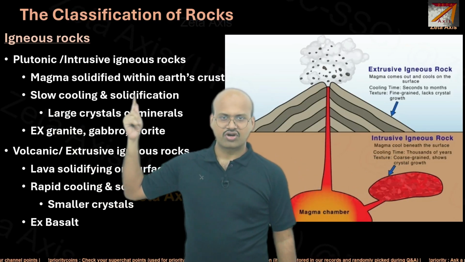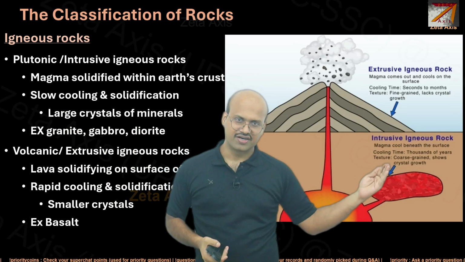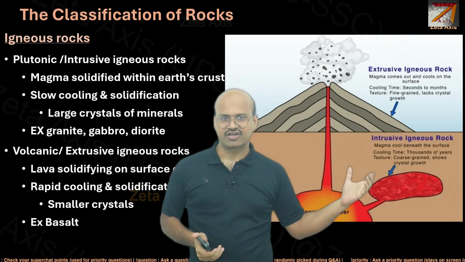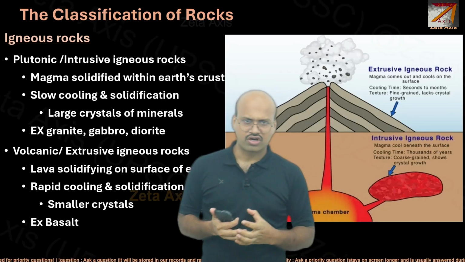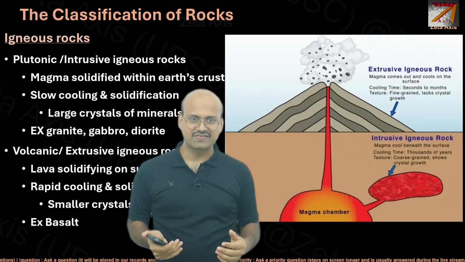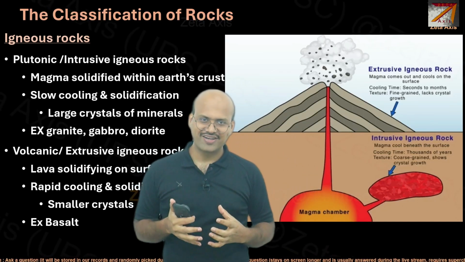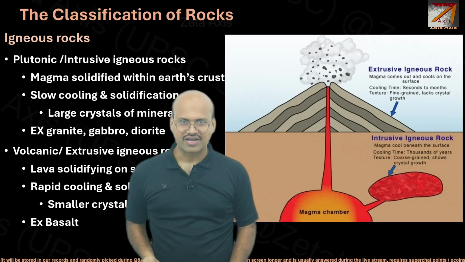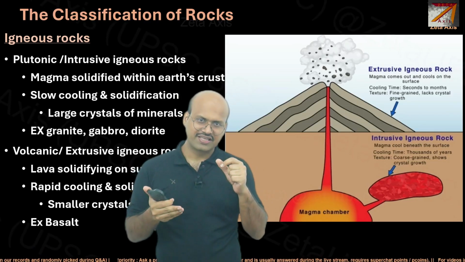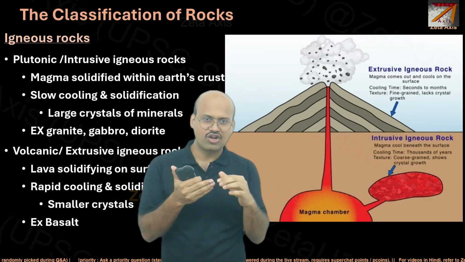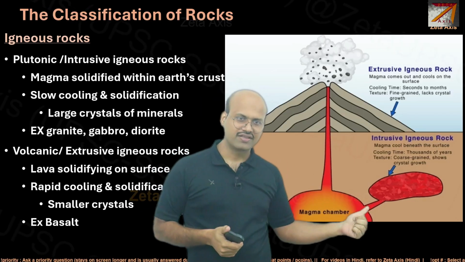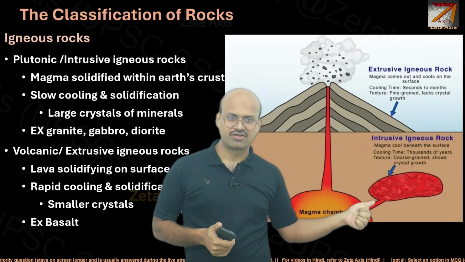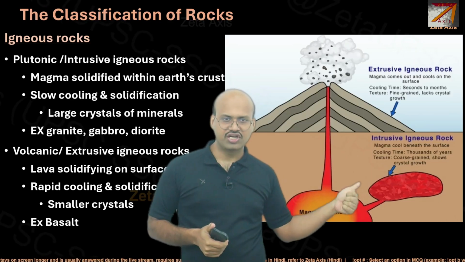Slow cooling and solidification. Because our earth is a very poor conductor of heat, whatever heat was there will be lost very slowly inside the earth, and that is why the lava will continue to be very hot for a very long time. So the minerals will deposit for a very long time, and that is why we see larger crystals in this type of rocks, the plutonic or intrusive rocks.